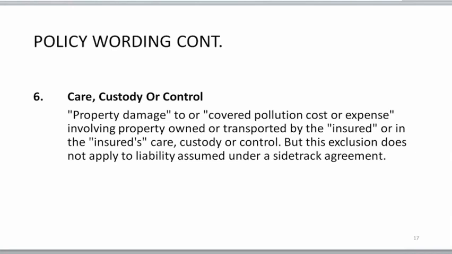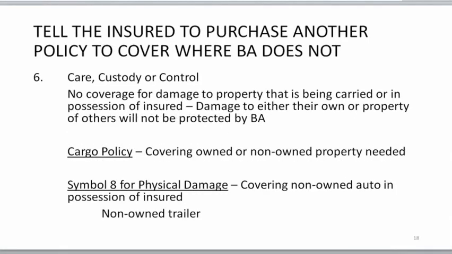So we have cargo and we have other people's vehicles in the insured's care, custody, control. That's not an auto liability exposure. That is a Bailey exposure, cargo, or direct coverage for the hired car physical damage. So you tell the insured to purchase another policy to cover these. Business auto does not cover care, custody, control, cargo. Symbol 8 for physical damage covers non-owned autos in the insured's possession, or trailers, or their power units or their non-owned trailers.